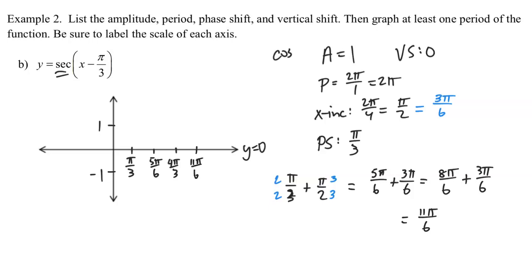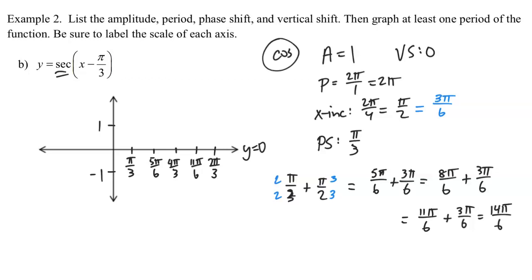And then finally, I need one more, which means I'm going to add one more 3 over 6, which will give me 14 over 6. And reduced, that will be 7 pi divided by 3. Let me erase that 6 because it should be a 3 down there in the denominator. There we go. And so there's my 5 x-axis points.